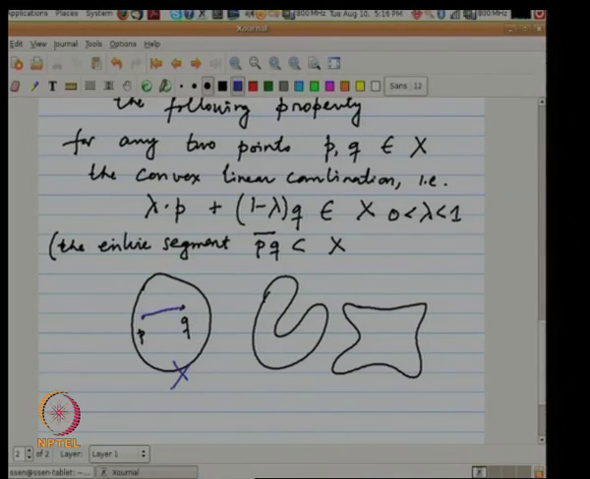So, that is one example. I can take P Q to be this, and the entire segment lies within the set, but the definition says for any two points. But if I take P and Q to be this, the entire segment does not lie within X. So, by this definition, this is not convex. How about this? Again, if I choose these two points, this segment does not lie completely within the set X. So, again, this is not convex. So, convex is something essentially like a fat shape.